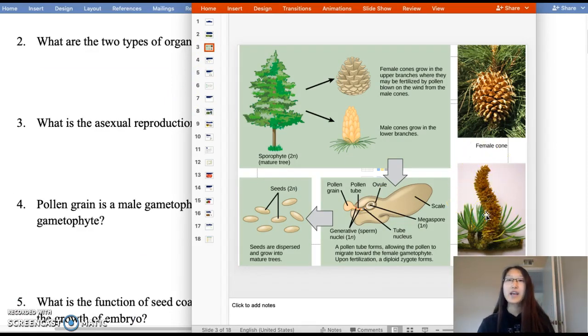The cones have the reproductive cells. The female cones have the eggs, the male cones have the sperm, and when the wind blows, the sperm cells meet the female egg cells. That's how reproduction happens for those gymnosperms.